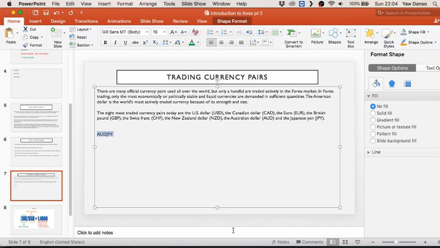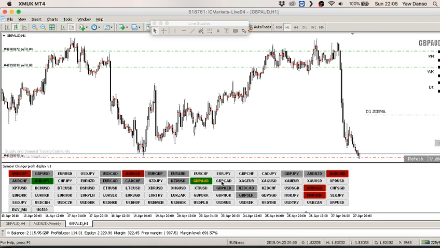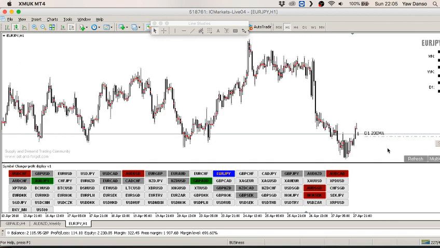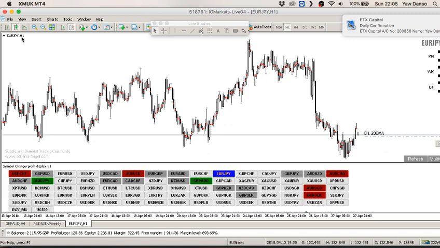Any of the pairs that we have on here, you'll be doing one or the other. So this is the Euro Japanese yen. If I say buy this pair, what you are doing is simply buying the euro and selling the Japanese yen. If I say sell this pair, you'll be doing the opposite. You will be buying the Japanese yen and then selling the euro.